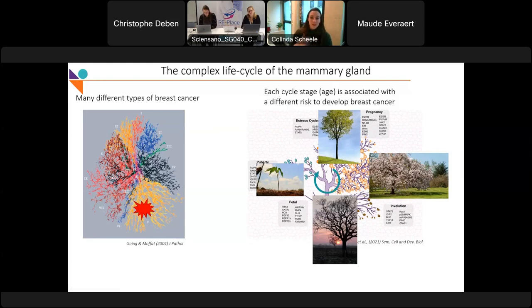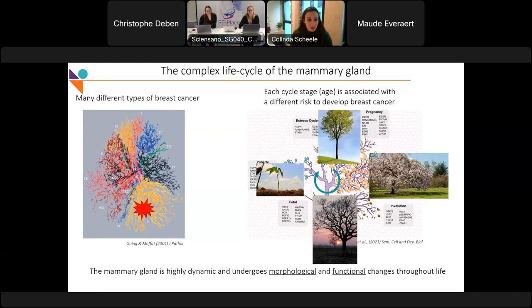Now, why is it so important to understand these dynamics and to be able to recapitulate these dynamics in vitro, for example, in an organoid model? It's because we know that all these different stages, which also coincide with different ages, are associated with the risk of developing breast cancer. And they are thought to really be able to, for example, initiate tumor formation in some cases.